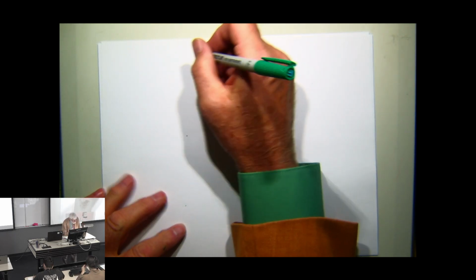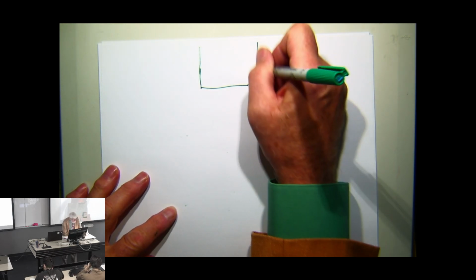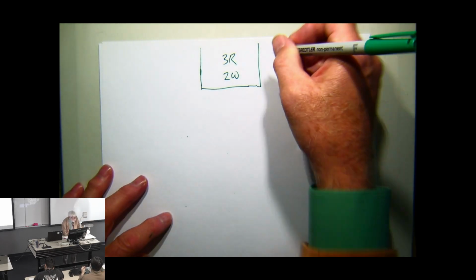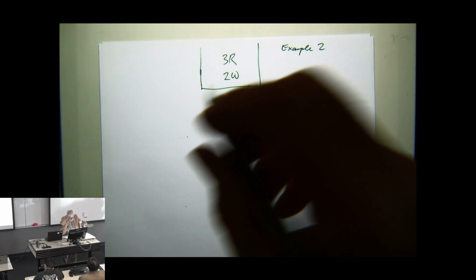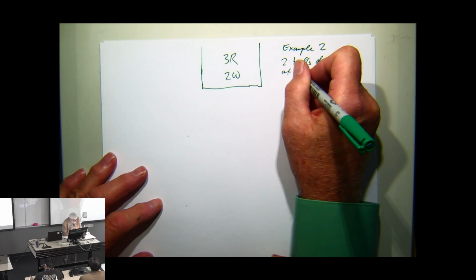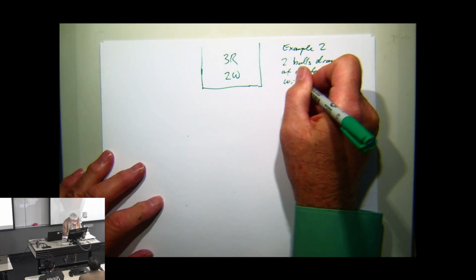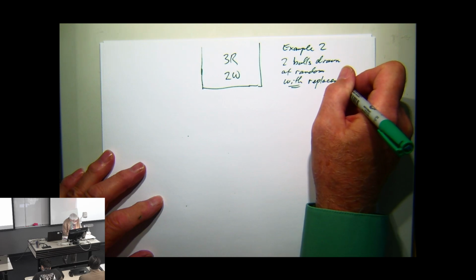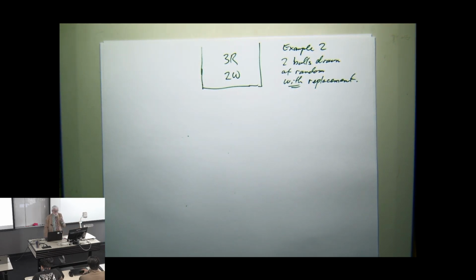Okay, so with replacement, I'm going to draw my urn again. Same bucket, same setup, 3 reds, 2 whites. And so now we're going to do 2 balls drawn at random but with replacement. And again, replacement means we reach into the bucket, we randomly grab a ball, we pull it out of the urn, we look at it, and we say, ooh la la, it's a red ball or it's a white ball. I look at the thing, I record the color, and I throw it back in the bucket, back in the urn. Okay?